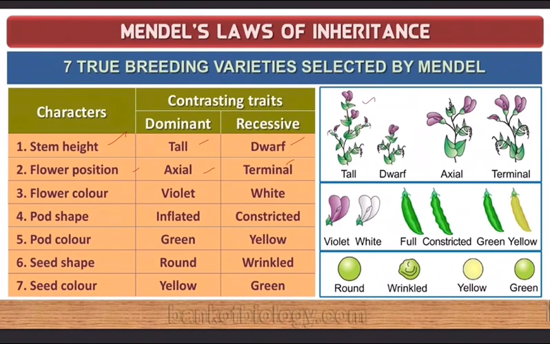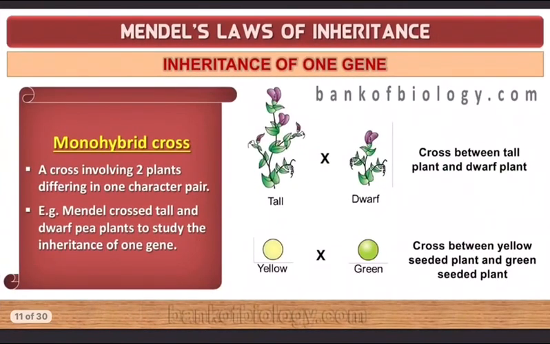And as I said just now, Mendel has selected garden pea because of 7 characters, because the pea plant has contrasting characters like stem height, tall and dwarf, flower position, axial and terminal. You can see here tall plant, dwarf plant, axial flower and terminal flower. You can see flower color violet and white. Pod shape, it is inflated and constricted.